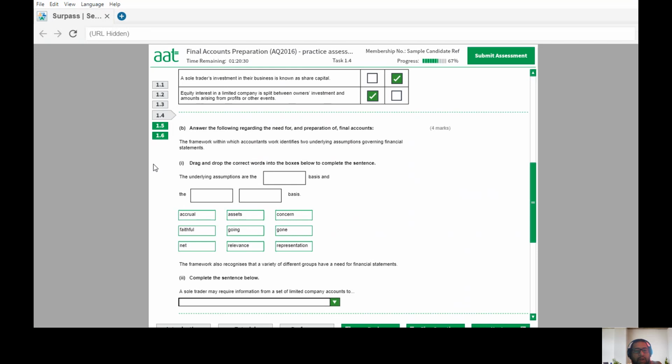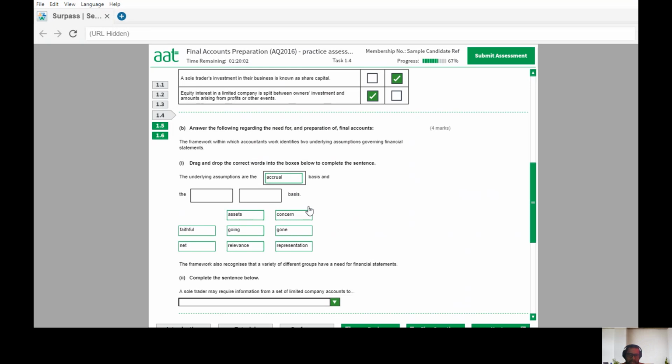Answer the following regarding the need for and preparation of final accounts. The framework within which businesses work identified two underlying assumptions governing the financial statements. Drag and drop. So the underlying assumptions are, what do we call it again? The accrual basis.